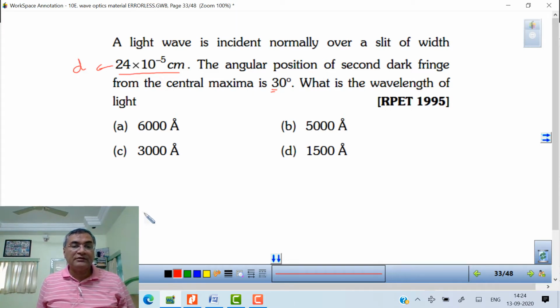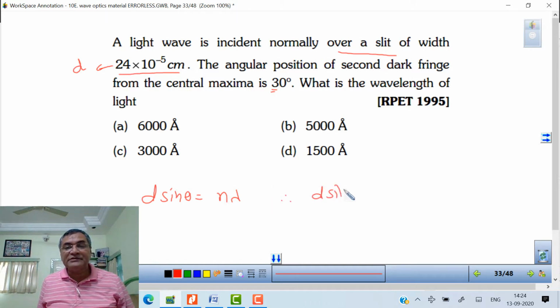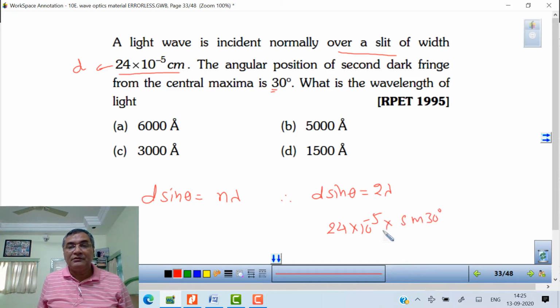So for the second dark, we have d sine theta is equal to n lambda for dark fringes. Light is incident normally over a slit, so this is a one slit problem, which means it is diffraction. So n is equal to 2. Therefore we write d sine theta is equal to 2 lambda, and theta is equal to 30 degree. So d is equal to 24 into 10 raised to minus 5 into sine 30, divided by 2, is equal to your wavelength.